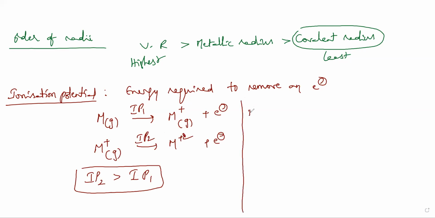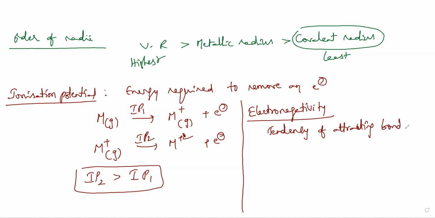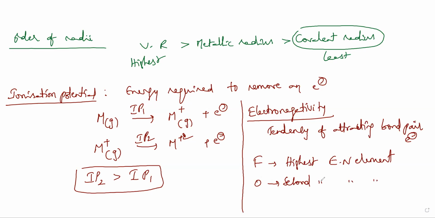Next, electronegativity. So what is electronegativity? Tendency of attracting bond pair electrons. Fluorine is the highest electronegative element. Oxygen is the second highest electronegative element. Okay. So this is about electronegativity.